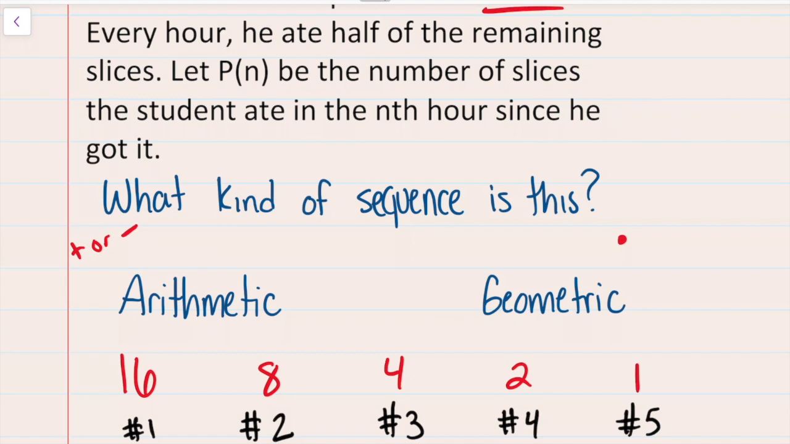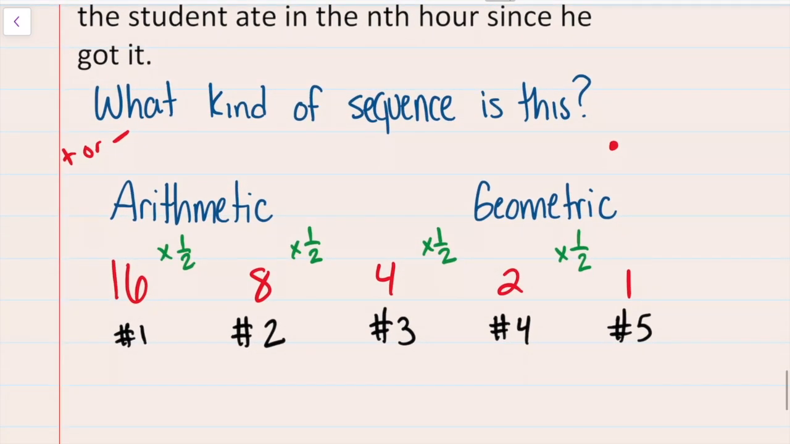We cannot divide. Remember, geometric or arithmetic are not about division. We cannot divide by 2, but can we multiply by 1/2? I know it's still division, but again, we need to keep it multiplication because our formulas are all about multiplying, at least for geometric. 16 times 1/2 is 8. 8 times 1/2 is 4, and so forth. So we found our common ratio.